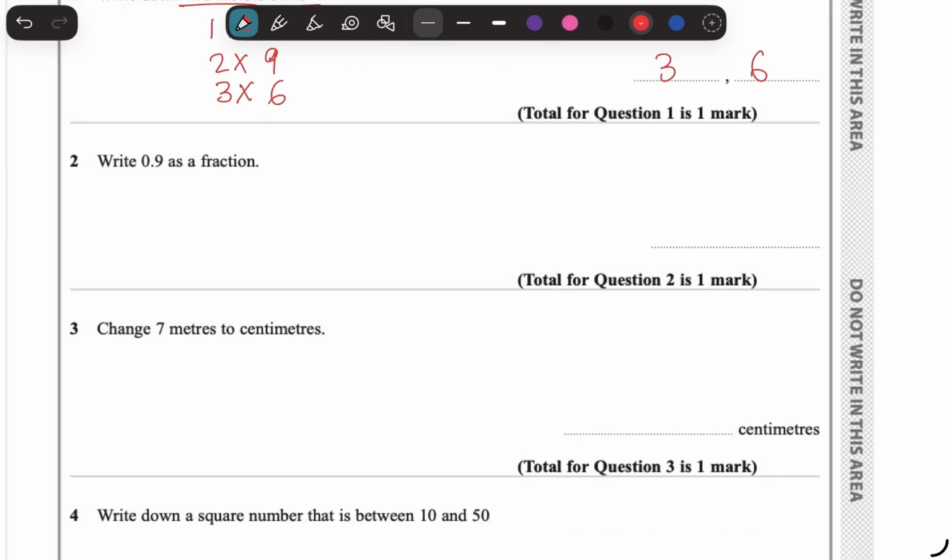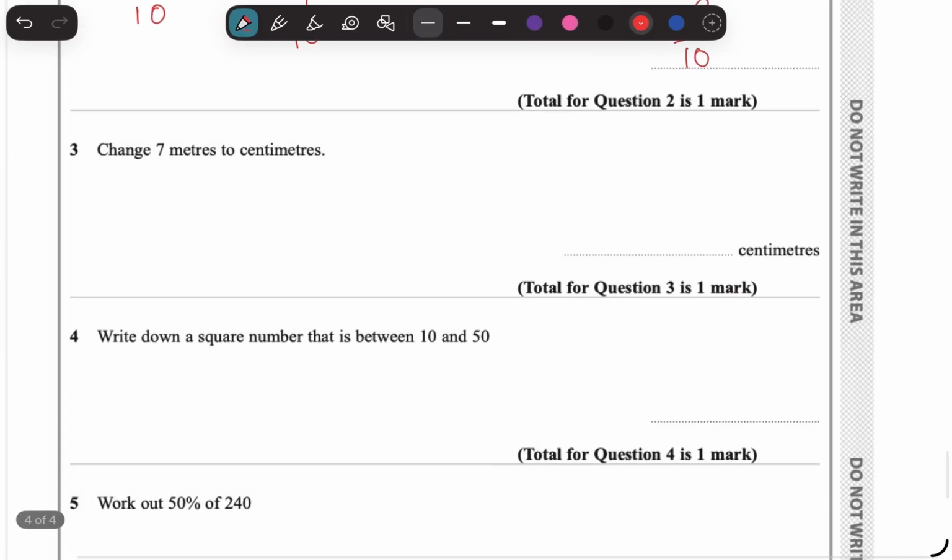Next one, question 2, is to write 0.9 as a fraction. So this takes us back to our year 6 decimals to fractions. So we know we're moving the decimal point by 1. And if we move it by 1, that's a 0 on the bottom. So we're going 9 out of 10 very easily.